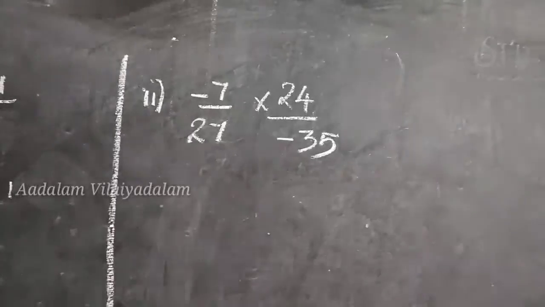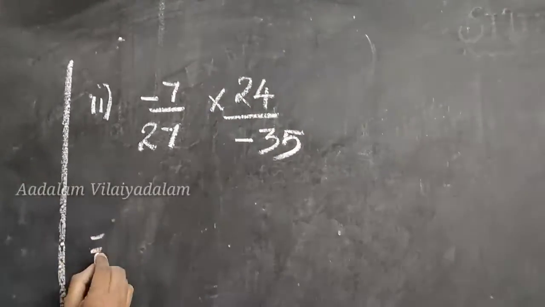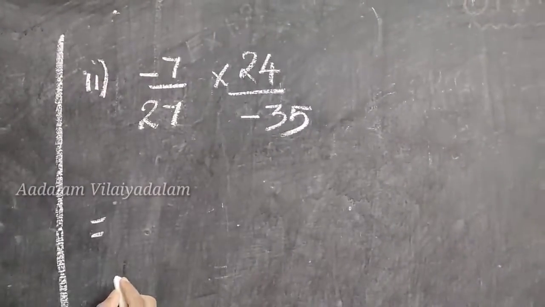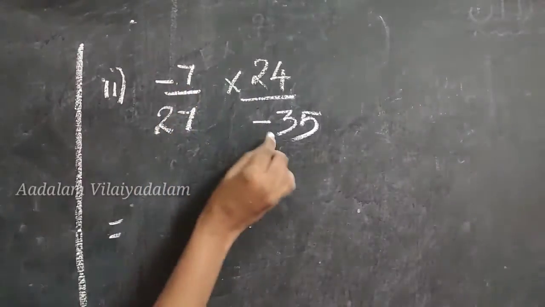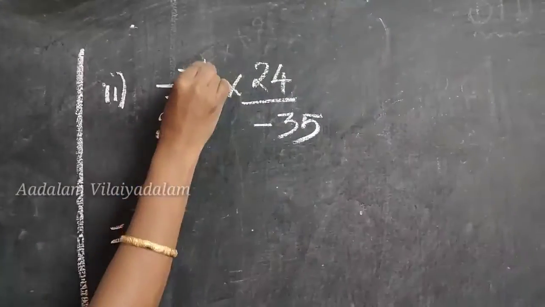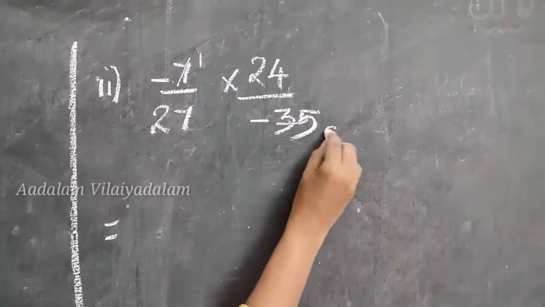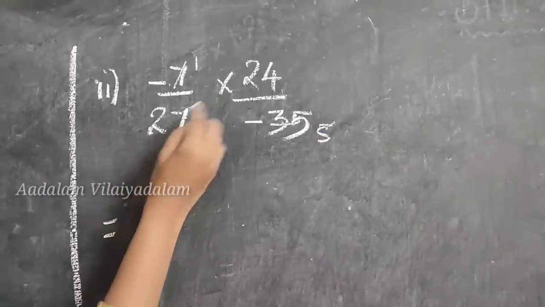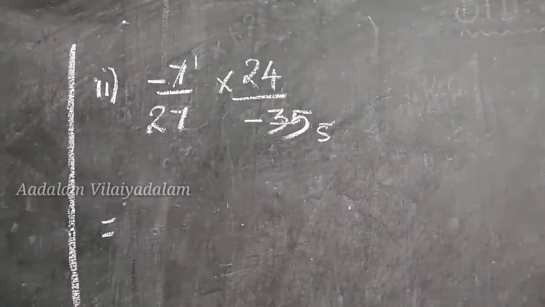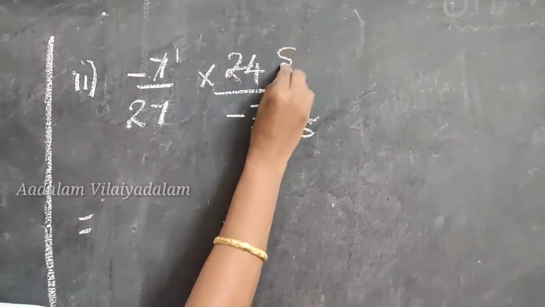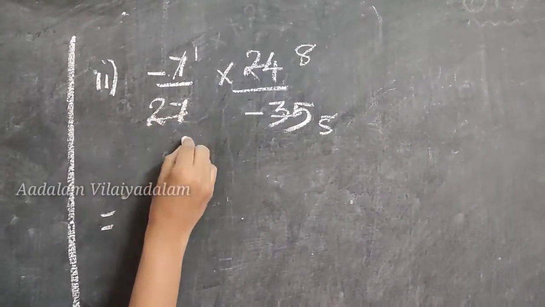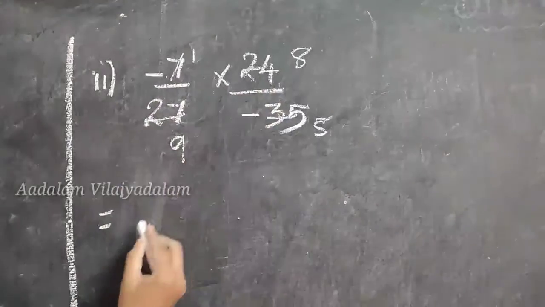Here a second one also multiplication only. We have to cancel the numerator and denominator same table. So 7 table possible only here. So 7 table, 7 1s are 7, 7 5s are 35. Here 24 and 27, 3 table possible. So 3 table, 8 3s are 24, 9 3s are 27. What is the balance number?